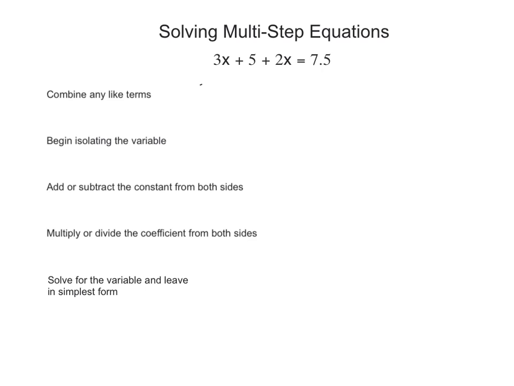I'm going to write 3x plus 2x. And since those two together combine and give me 5x, I'm going to go ahead and write 5x plus the 5 equals 7.5. With solving equations, you need to isolate the variable.